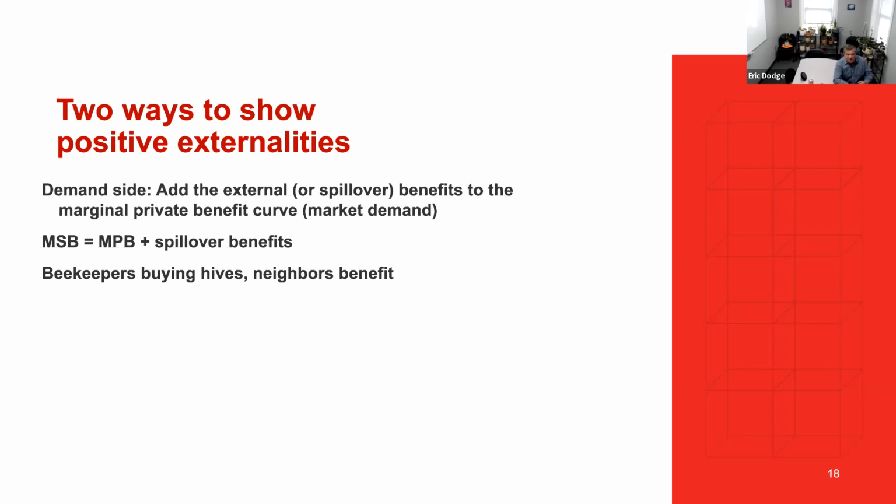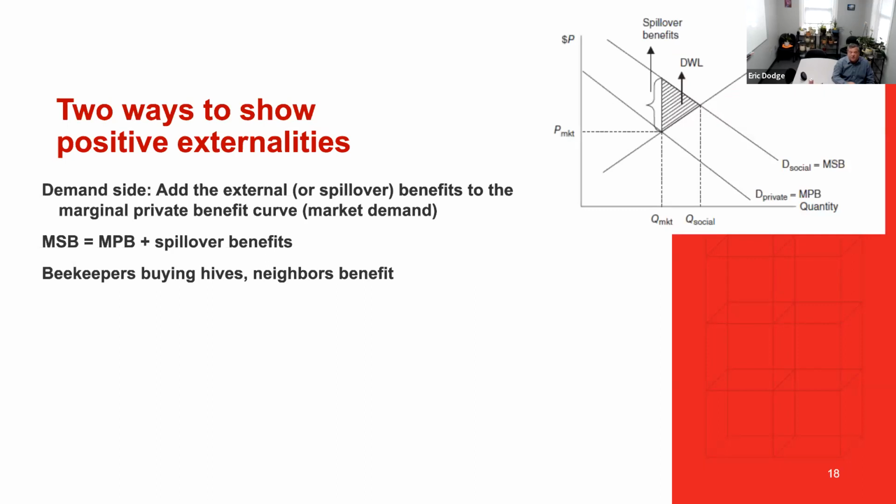He's buying beehives, and those bees, bless their little buzzy hearts, they come over to my yard and they pollinate my tomatoes, and I get more tomatoes. So on top of the benefit that my neighbor gets, I get a spillover benefit. And when we add those two together, we get marginal social benefit for buying and selling beehives. So here's how I would draw that.